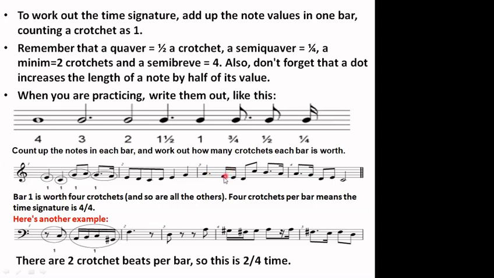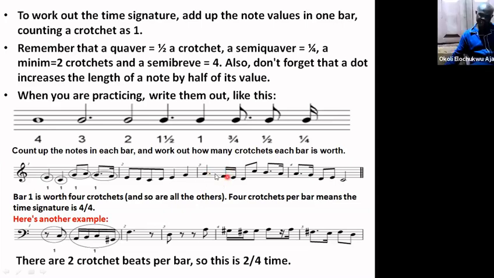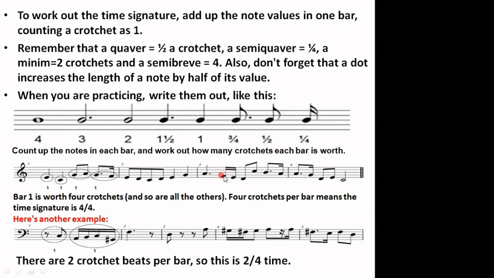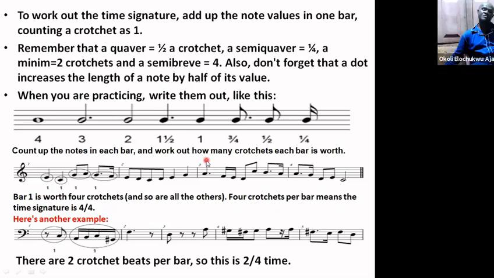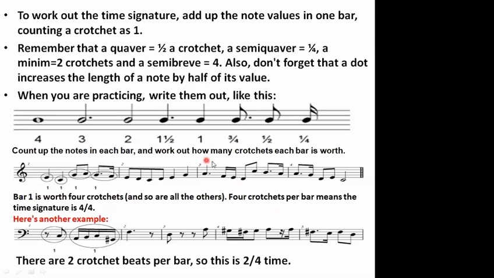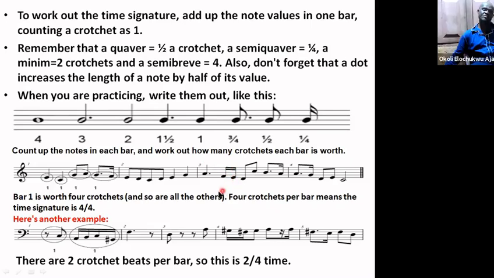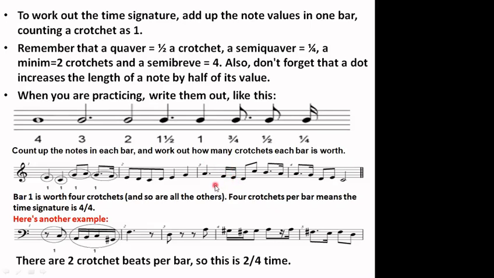One semiquaver is one quarter. One quarter plus 1.5 is 1 and 3/4. 1 and 3/4 beats. Plus the last semiquaver, that is 1 and 3/4 plus 1/4, which is two beats. Two crotchet beats. Yes. Plus this semiquaver.